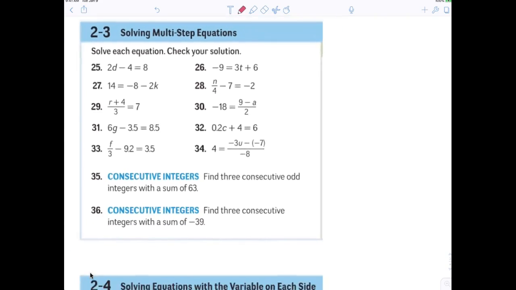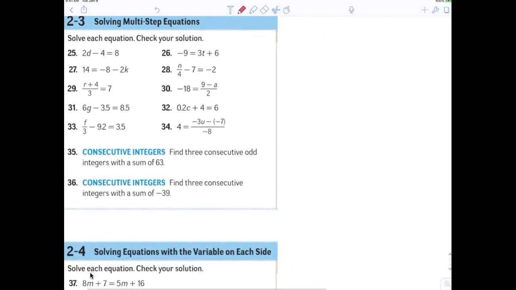All right, now I'm going to write 25 right over here. You can do that too because I made some space off to the side. 2d minus 4 equals 8. You're not just squishing it in between. Go off to the side like I'm doing. Now, these are called two-step equations. So for the two-step equations, what do I have to do first?